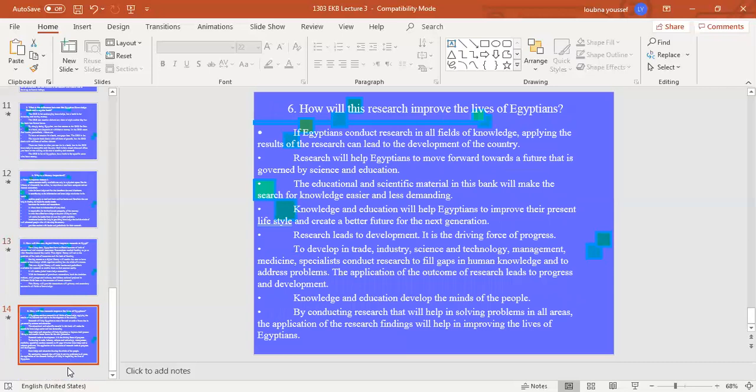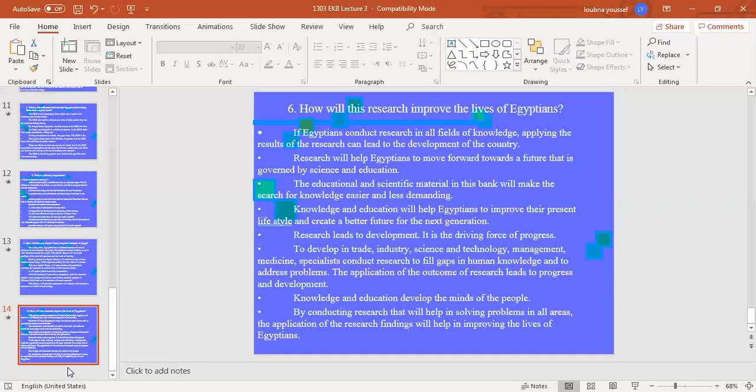Now, the last question is, how will this research improve the lives of the Egyptians? And the first answer is, if Egyptians conduct research in all fields of knowledge, applying the results of the research can lead to the development of the country. So, if research is done in the field of medicine, in the field of engineering, in the fields of finance, in the fields of management, history, geography, literature, the Arabic language and the development of the Arabic language, criticism, all fields of knowledge, all right? Research leads to development, as point number six says.